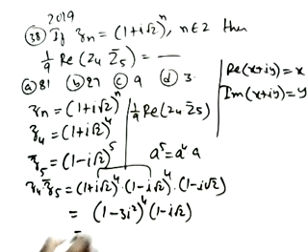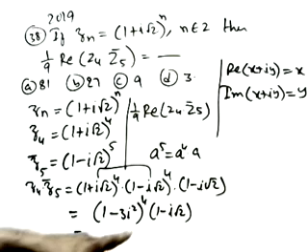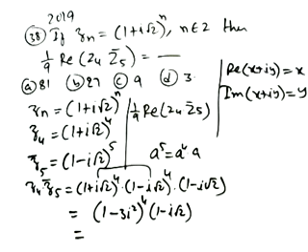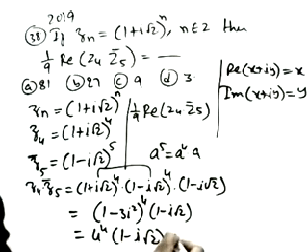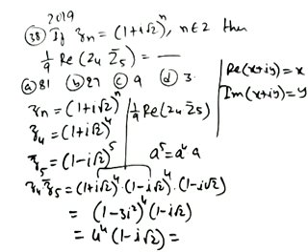I square is minus 1. So minus 1 is plus 1. 3 plus 1 is 4. 4 power 4, into what is left here: 1 minus i root 2. So if you multiply this, 4 power 4 is 256.